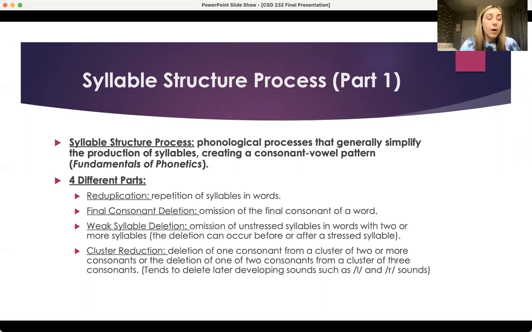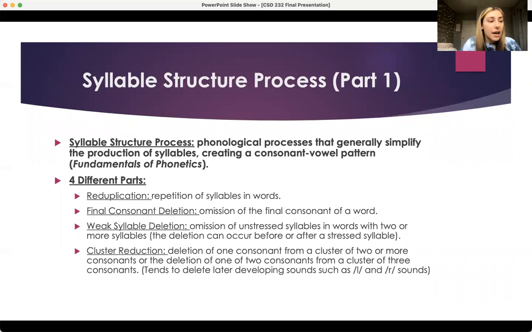The third part is called weak syllable deletion. This is the omission of unstressed syllables in words with 2 or more syllables. The deletion can occur before or after the stressed syllable. And this is generally suppressed in children with typically developing speech by the age of 4.